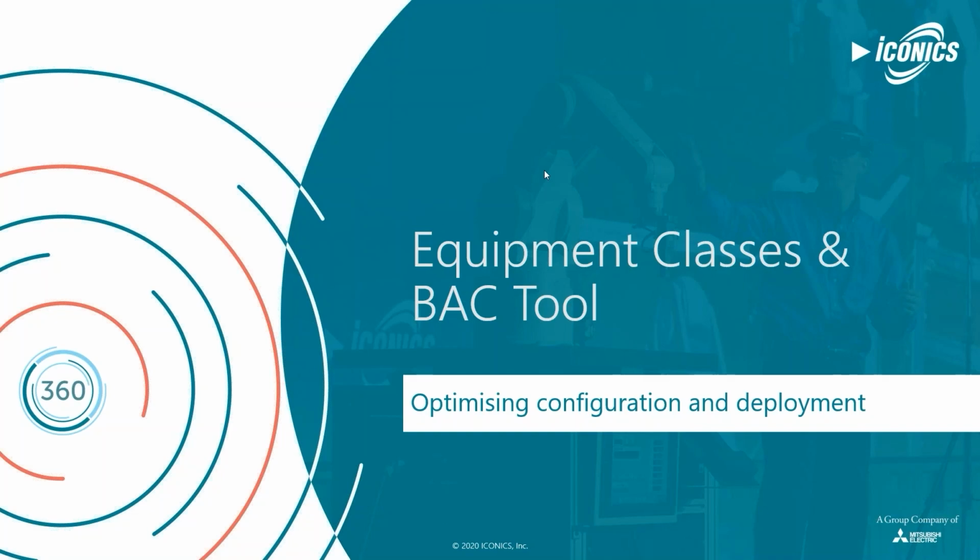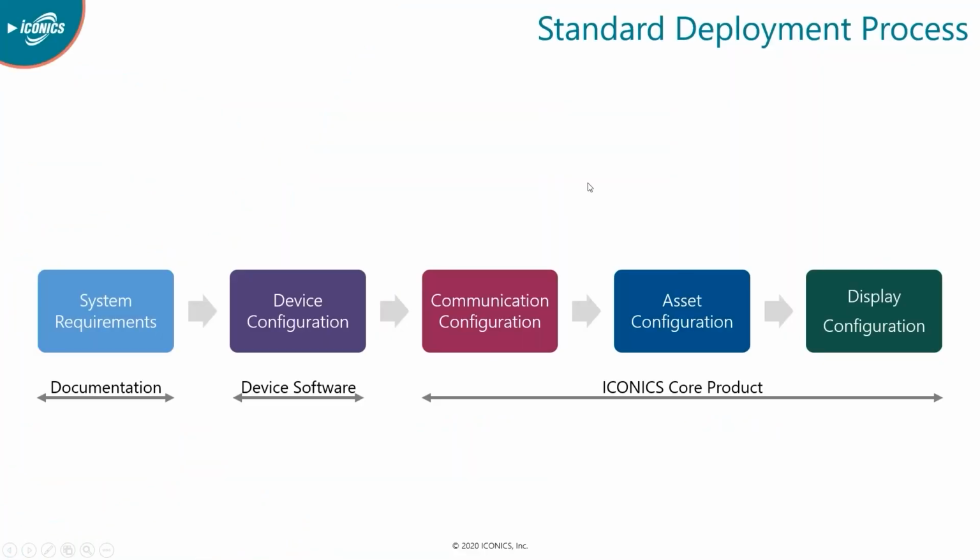Thank you, Raymond. As Raymond said, I want to go into how to create many objects using equipment classes and the back tool. The back tool is our bulk asset configuration utility, and it will really make it much easier to optimize your configuration process and speed up your deployment process. So if I just go here, effectively a standardized deployment process that we use ourselves when we deploy anything is really made up of 5 big steps.